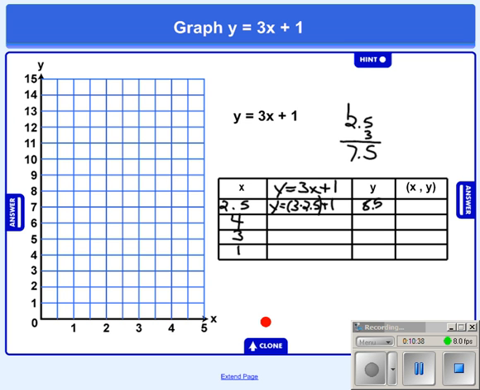Y equals 8.5. Okay? I want you all to do 4, 3, and 1. In this one, you would have had y equals 4 times 3 plus 1. And what was that?